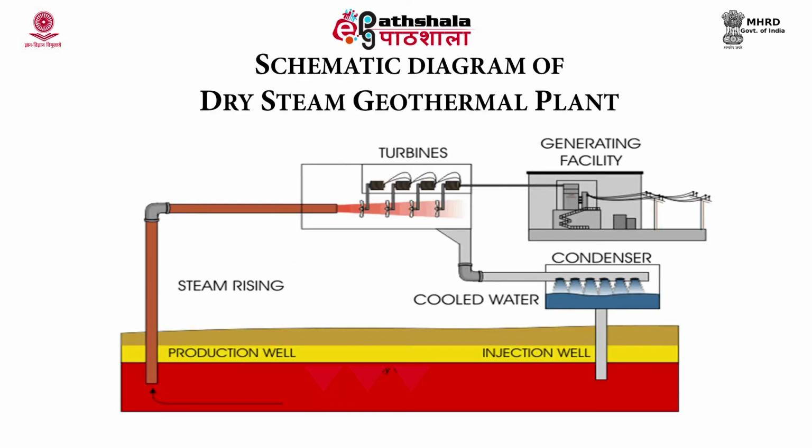You can see the schematic diagram of the dry steam geothermal plant where steam rising is there, and this steam runs the turbine, while after the production, or after trapping the steam, the water content is condensed by the condenser and that water is re-injected into the earth crust.